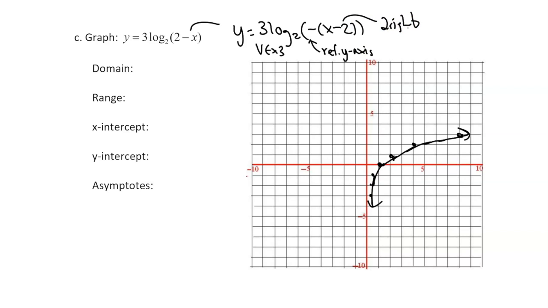In terms of our transformations, let's do our reflection first. So let's put these points in here. Okay, so we've reflected it. Let's vertically expand it by a factor of 3. And then let's move it 2 units to the right.